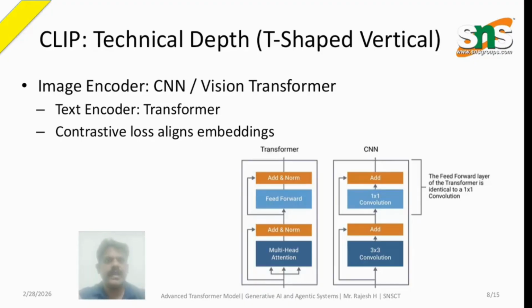So at the technical level, how it works: in the transformer, it takes normalization and the feed forward method, and finally it has multi-head attention. When it comes to CNN, it has multi-dimensional convolutional layers, with a 1 by 1 layer initially, then 3 by 3 dimensional layers. So that is the encoder, and finally it creates the contrastive loss that aligns with the embedded images.